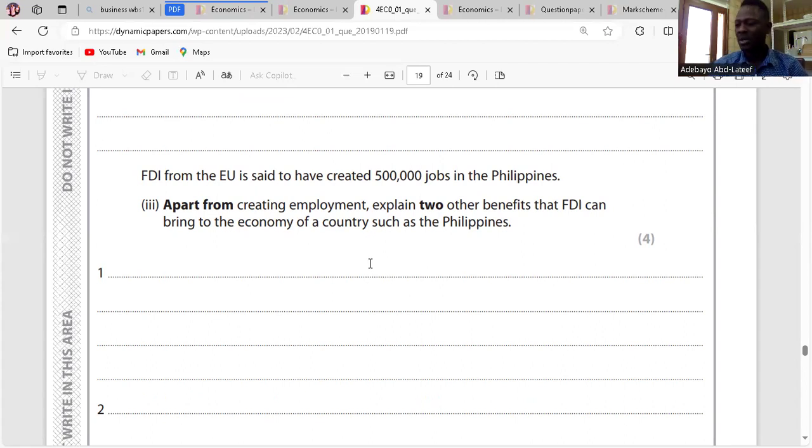Is it clear? Any question about FDI? No. Okay, so we'll move on.